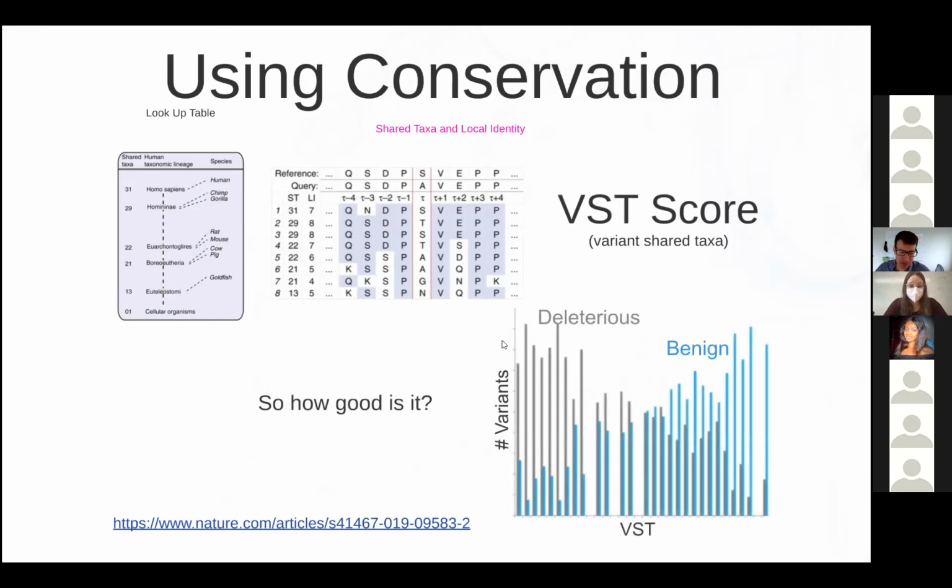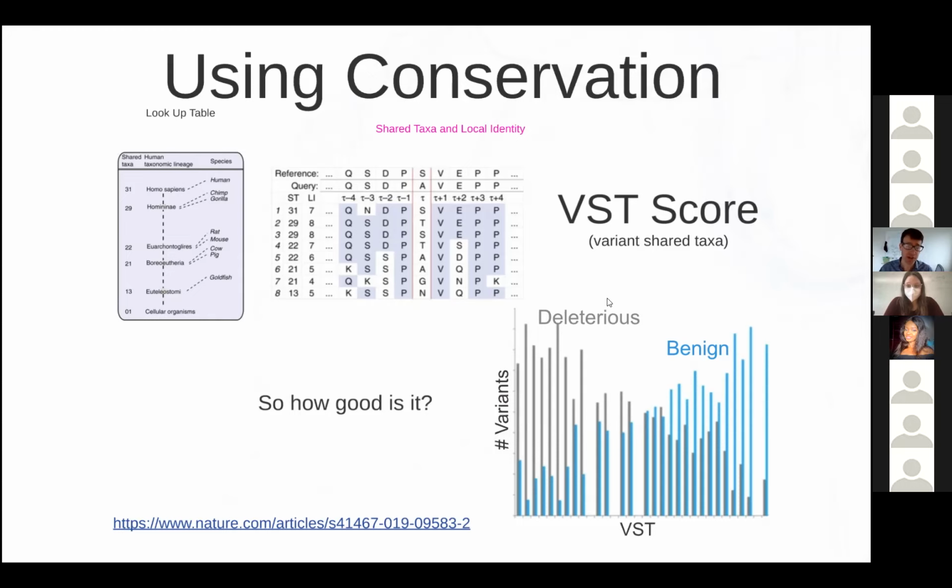Just using those two things, they were able to take a set of variants where we know that they're pathogenic and we know they're benign from other data sets. And here you can see how well they classified it. High VST scores were likely to be benign, and low VST scores were likely to be deleterious. You can see that the grays and the blues are different, but it's not perfect, right? So it's not enough just to know the shared taxa and the local identity. You can't fully figure out whether something's pathogenic or benign, but there's information there, right? And so this model based on these two very simple concepts already yields a lot of interesting information.